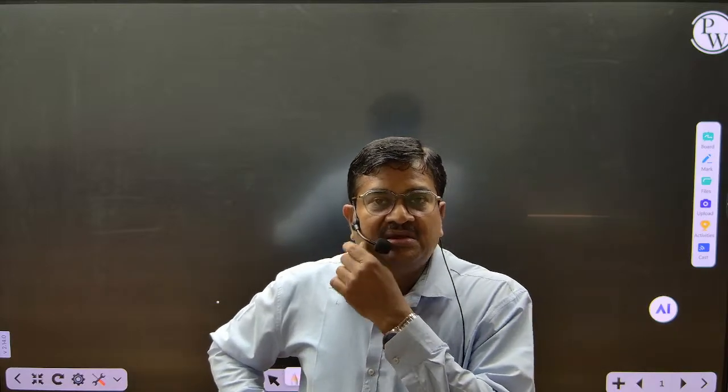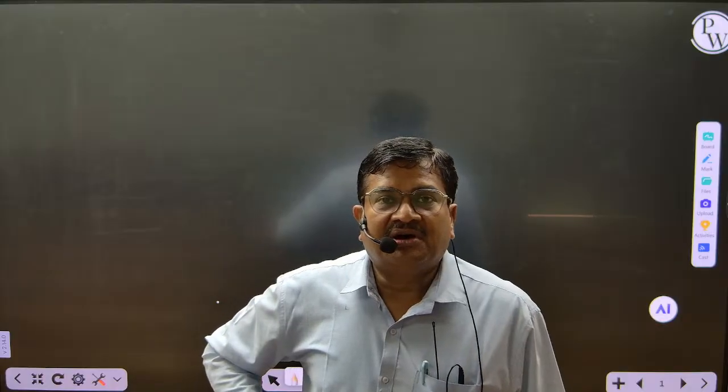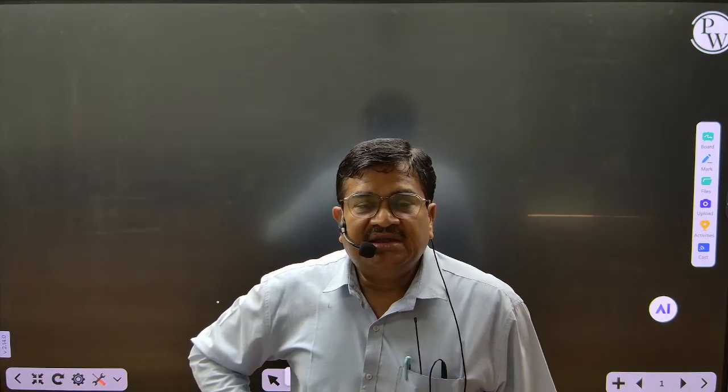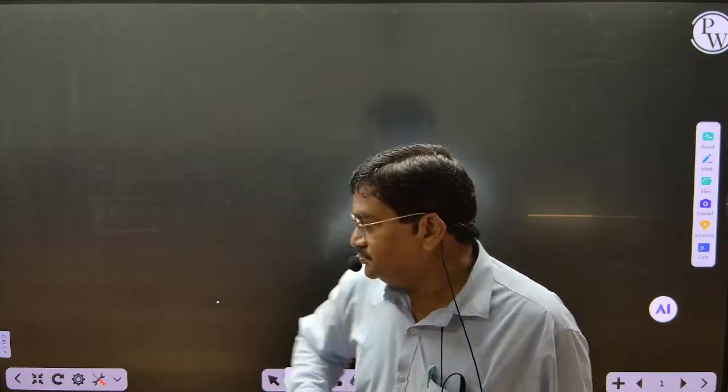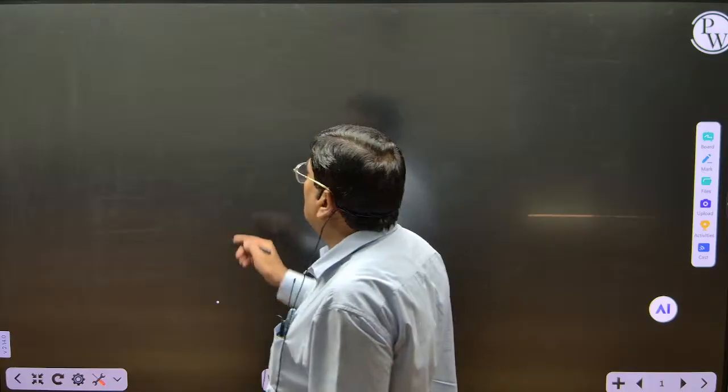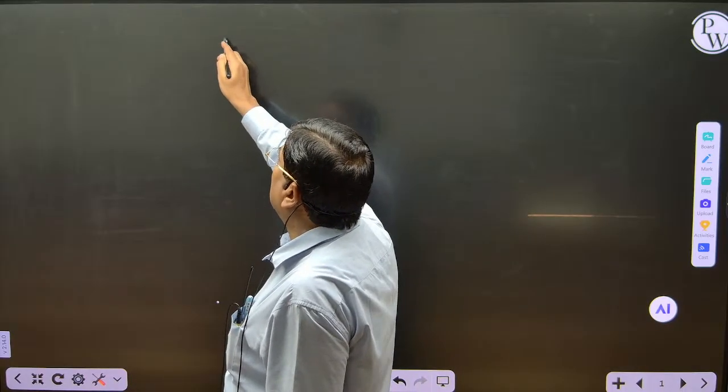Yesterday we started that KW, no? Ionic product of water. You read that, what is that ionic product of water? We represent it with the symbol KW. So write today's date, write heading: ionic product of water.